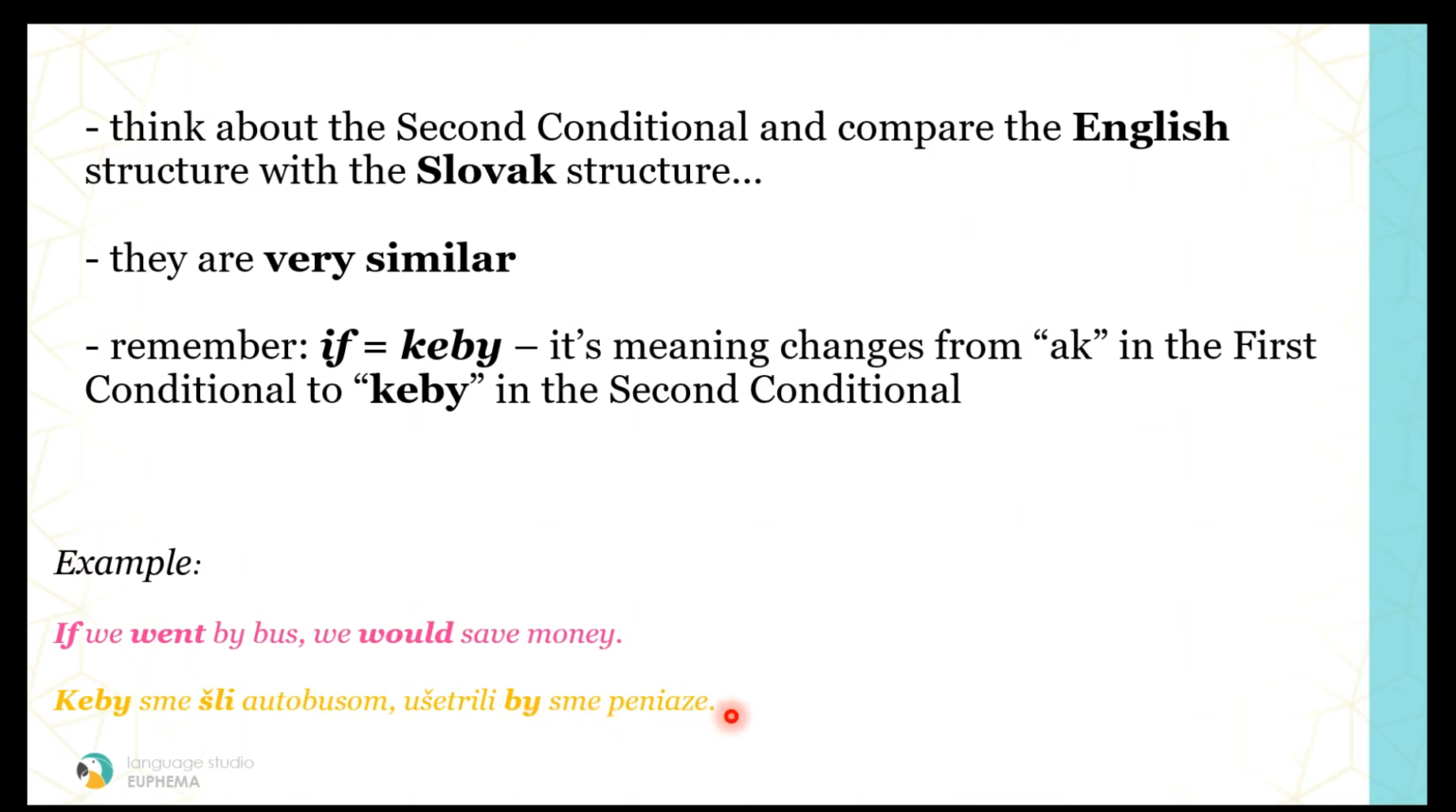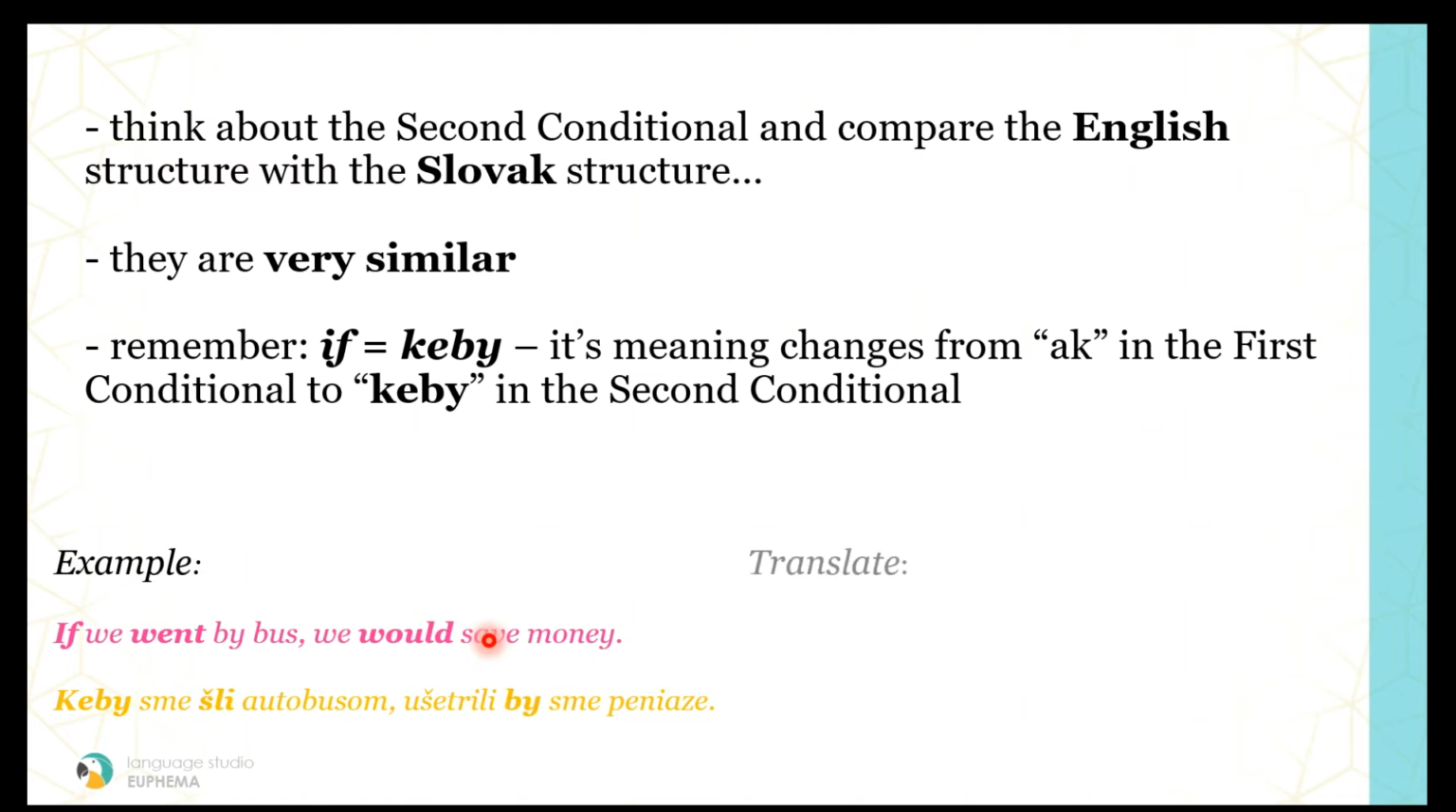We could say that this word by in Slovak is basically would in English. It represents maybe this modal verb would. So whenever you want to translate by, sme niečo robili, you can be sure that you have to use this modal verb would plus infinitive, okay, in this case. So ušetrili by sme, we would save money.